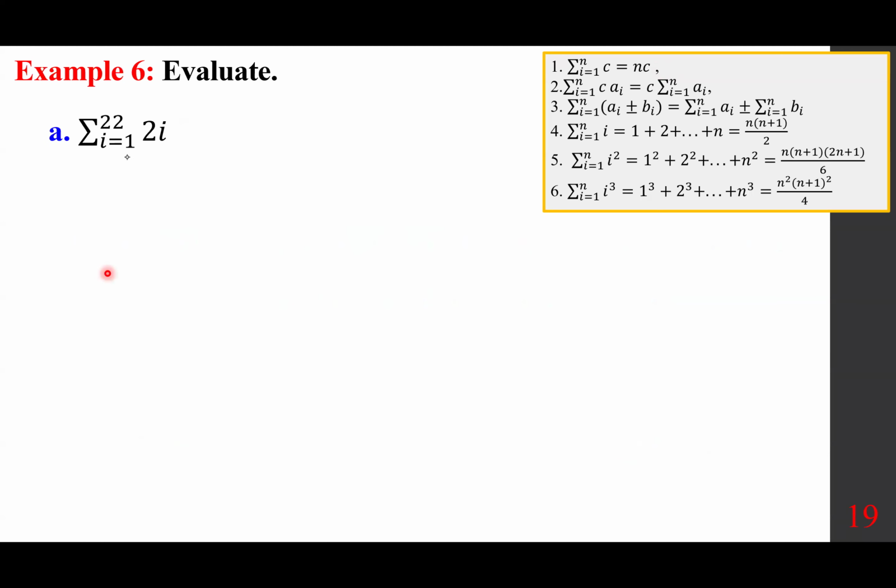What about this one? Well, we can take the 2 out and then use the fact that the summation of I has this formula. So use this one. So 2 remains as a multiplier, and this is n times n plus 1 over 2, where n is 22, everybody. So for this question, n is 22.